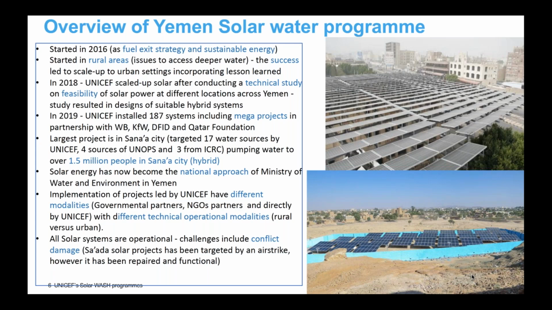In 2019, UNICEF Yemen installed 187 systems, including big projects that were done in partnerships with World Bank, KfW, DFID, and Qatar Foundation, among others. And one of the largest projects was in Sana'a City, where we targeted 17 water sources. Other partners like UNOPS and ICRC also were doing the same in other water sources available, and this resulted in providing water to 1.5 million people in the city using this hybrid approach.